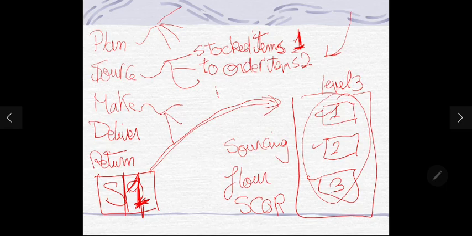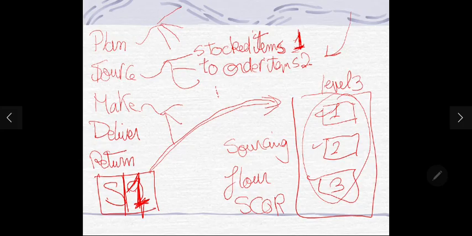So basically, if you are buying stocked items, buying in itself is called sourcing. Flour is something that is stocked at the supplier. So we're sourcing a stocked item. When we do the sourcing of stocked items, we need to negotiate, we need to do some customer supplier relationship management. So the steps here are called level 3.